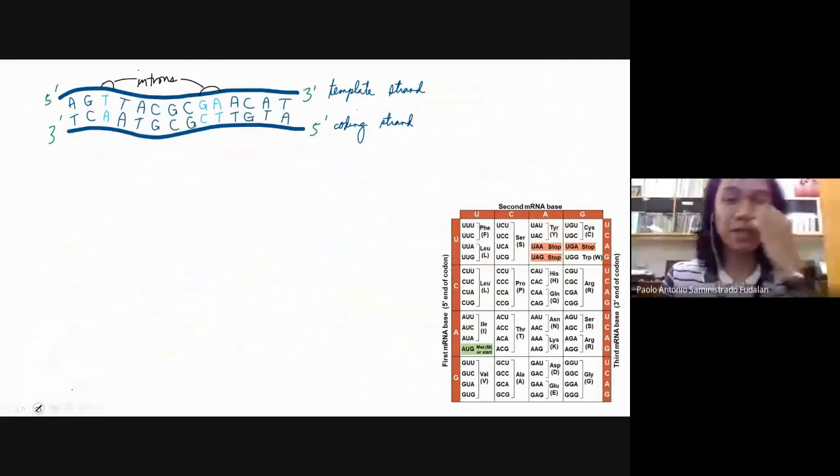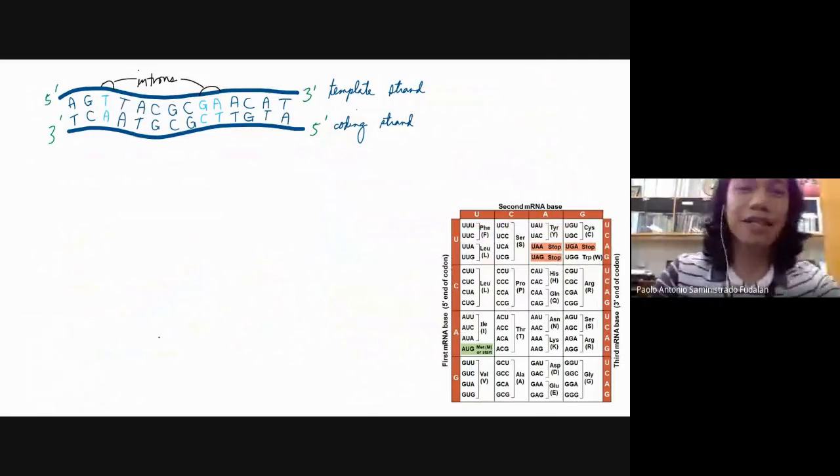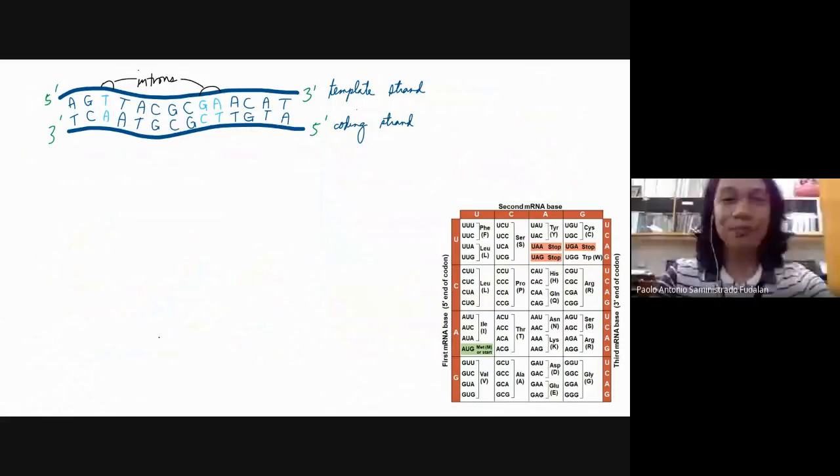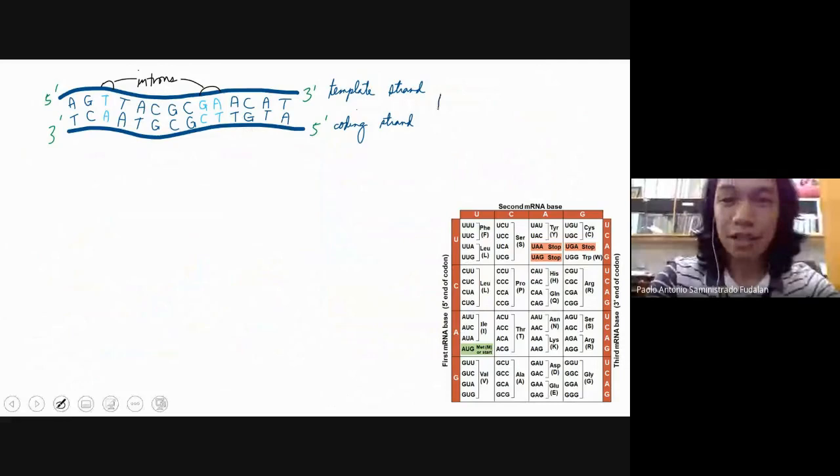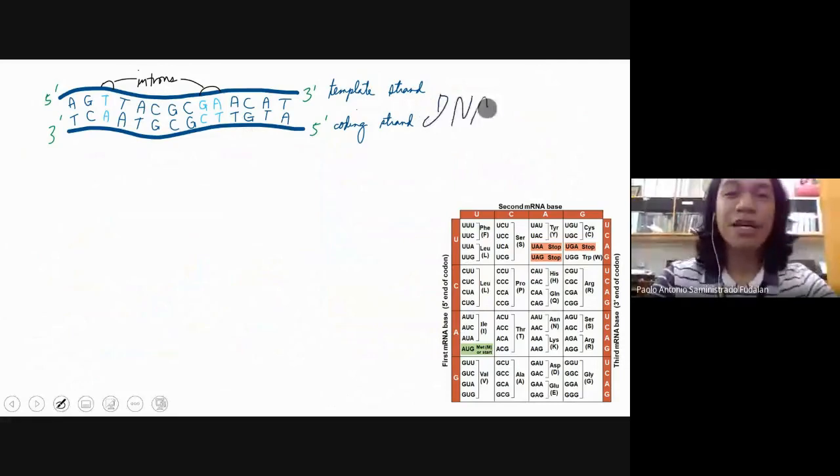Okay, so sample, this is my last slide. So let us transcribe this. So this is your DNA. We are going to transcribe it. Notice that DNA has two strands. There's a template strand and a coding strand. So which among these do we transcribe? Is it the template or the coding strand?